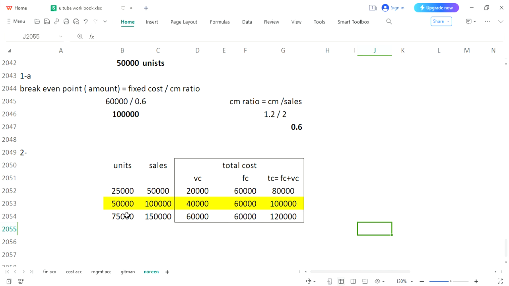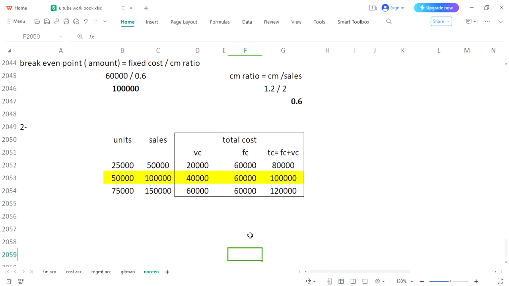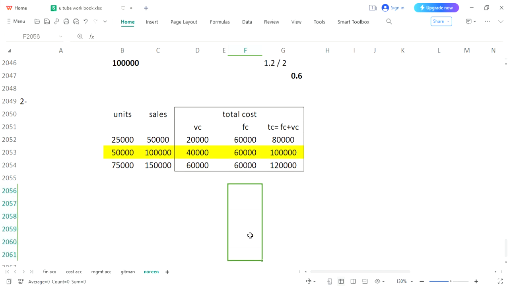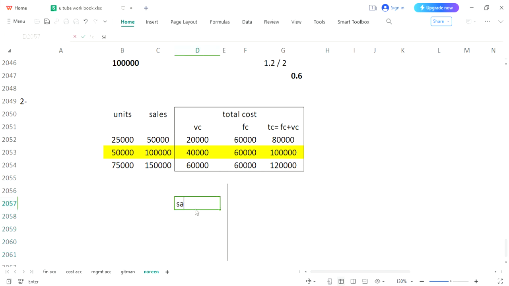Break even units are 50,000, break even sale is 1 lakh and total cost is also 1 lakh. Now when you present this on your graph, here your total cost minimum is 80,000, maximum 20,000. So you will put it on the y-axis. To make the graph, all cost and sales will be put over here. So sales would be written here and total cost would also be put over here.